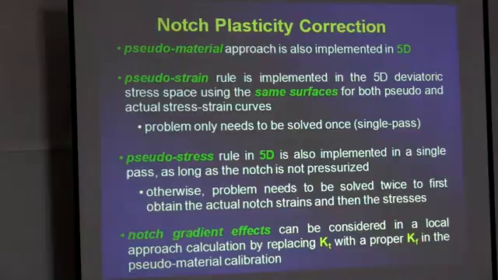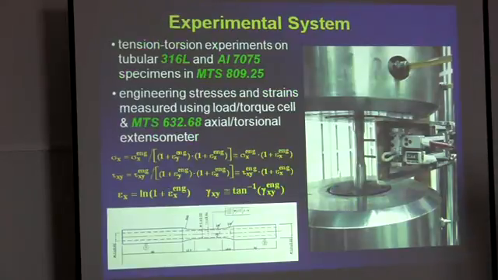I like the material approach very much. It can also be implemented in 5D. The pseudo-strain rule can be implemented using the same surface instead of the same plastic strain levels. And this way you can solve it in a single pass without having to solve it twice. With pseudo-stress, it has also been shown a long time ago that it could be solved in a single pass if there is no surface pressure. And we can also deal with large gradient effects if we replace Kt in this calibration with a proper Kf, and then we have several proposals that have already been talked about here in this conference.